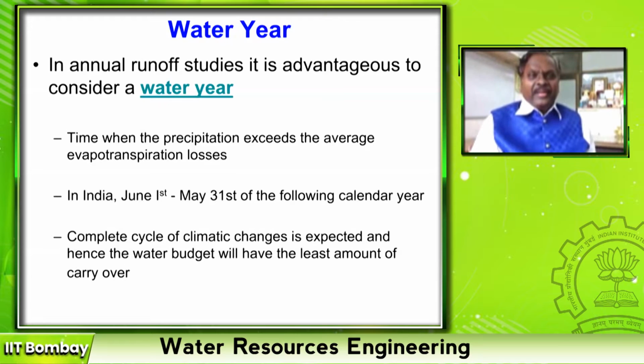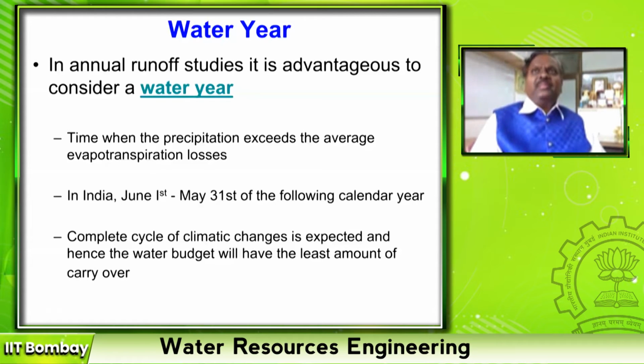So in India, the water year starts from 1st June to 31st May of the next year. Similarly, the irrigation seasons also follow. The first, the southwest monsoon, is called the Kharif period, followed by the Rabi season. Depending upon the type of reservoir operation, you will get water for these two seasons, Kharif and Rabi. And this time period of June 1st to May 31st is called the water year.